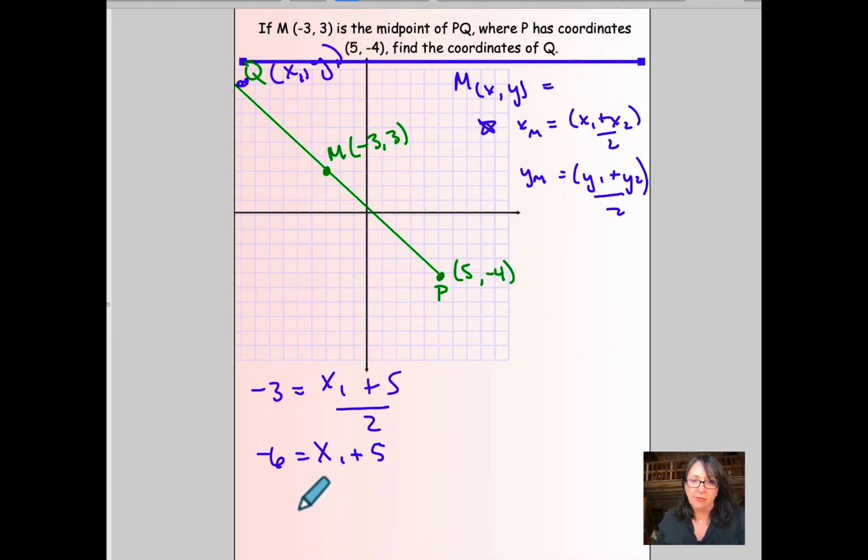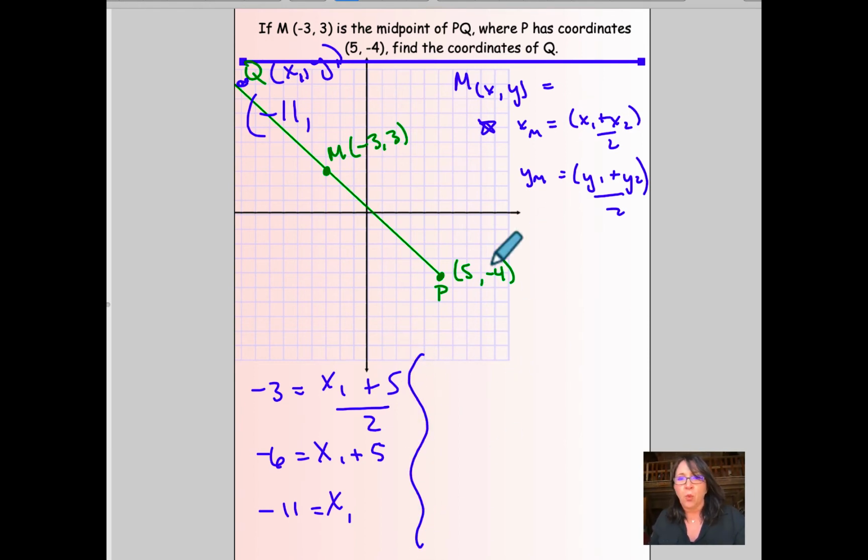And I'm going to subtract 5, I get x1 is equal to negative 11. So far, I've got this value as negative 11. Now, for the median of the y coordinate, I'm going to use this formula right here. And so I'm going to use y1. Do I have the x median? I do have the y median, and that's 3. So I'm going to go 3, this value right here, is equal to y1, which I don't know, plus y2, which is negative 4, all over 2.